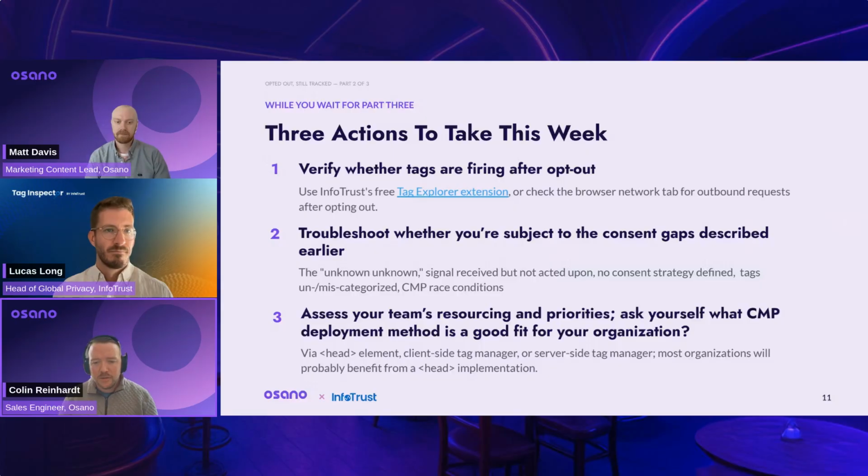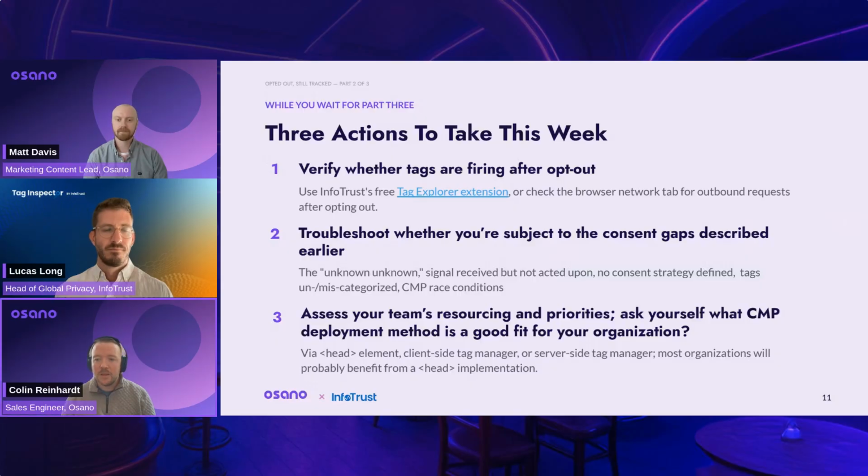And the final thing is determining the priorities of your team, but also understanding what resources you have. So who is ultimately going to be responsible, or which team members need to be included in this. Depending on the size of your organization, that might be somebody from marketing or legal or privacy if you do have in-house privacy, or on the engineering side.